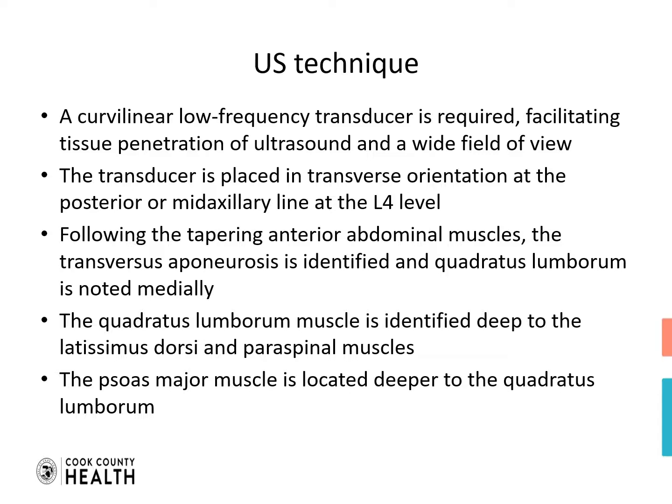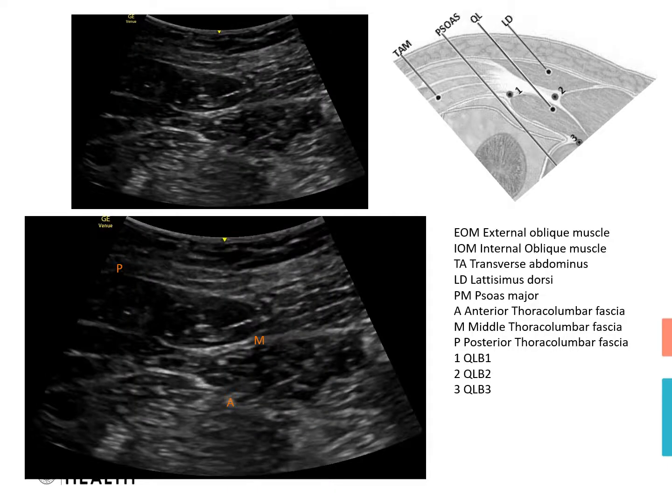The quadratus lumborum muscle is identified deep to the latissimus dorsi and paraspinal muscles. The psoas major muscle is located deeper to the quadratus lumborum. Identify the tapering abdominal muscles EOM, IOM, and TAM. Identify the quadratus lumborum and psoas muscle on a deeper plane.